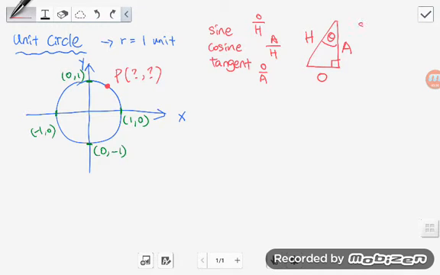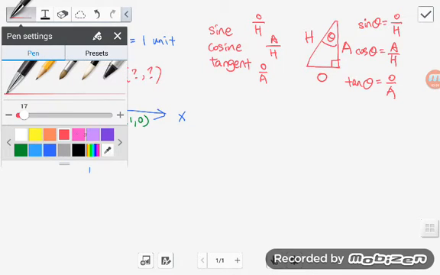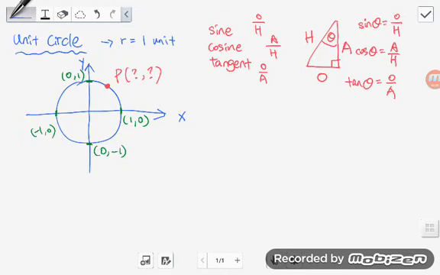Okay, so for sine theta, my sine theta would be my O over here over my H. Okay, my cosine theta is gonna be A over H. My tangent theta is equal to my O over A. Alright? Now, if I change the angle, let's say if I go with another angle, instead of theta, I'm going to choose this part. I'm going to call that angle beta.